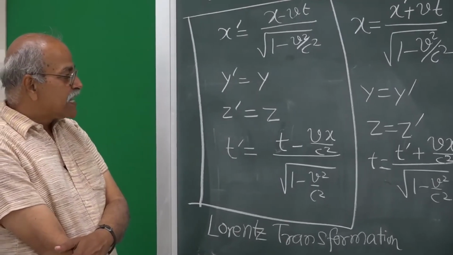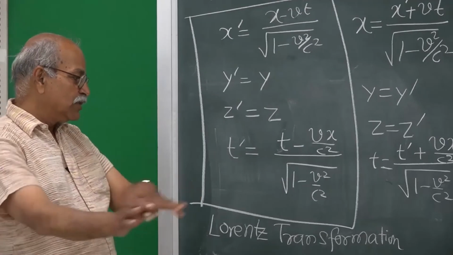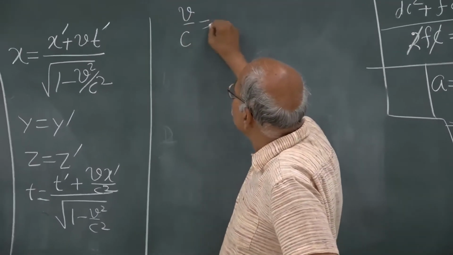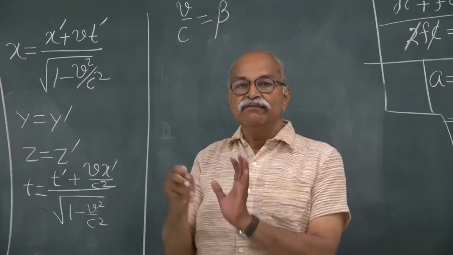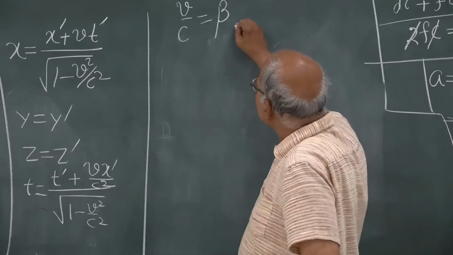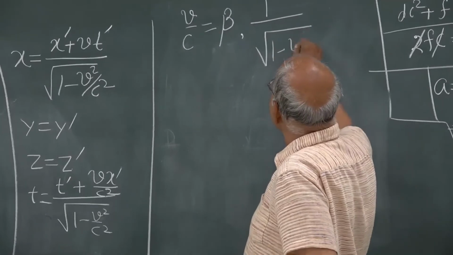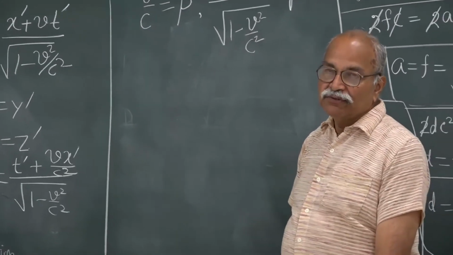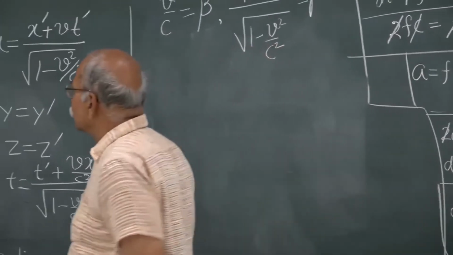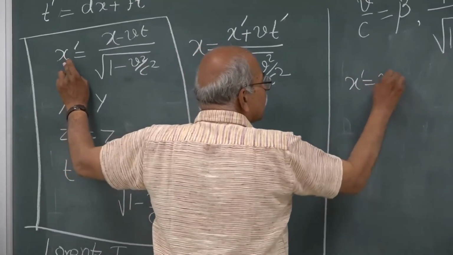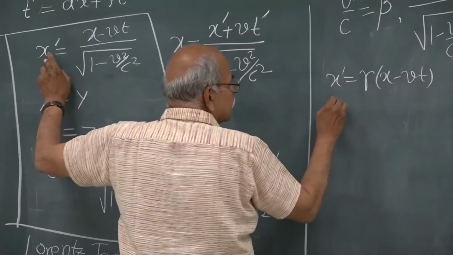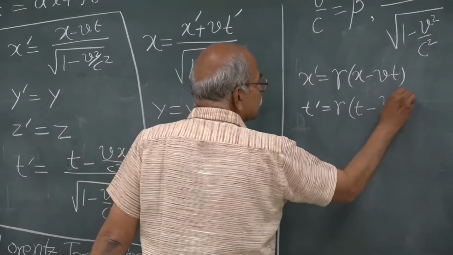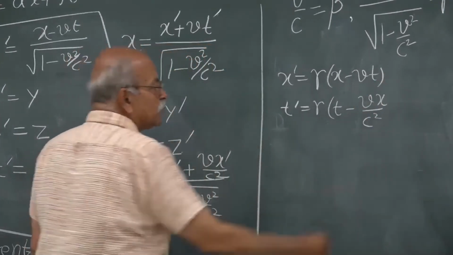Now, there are some symbols frequently used, two symbols I will introduce and I will also be using them often. One is this v by c, is written as beta. Many times v by c is written as beta, and 1 by square root of 1 minus v square by c square, this factor, this is written as gamma. So, these symbols we will also use frequently, and in terms of this you can write x prime is equal to gamma times x minus v t, and y prime is equal to y, z prime is equal to z, and t prime is equal to gamma times t minus v x by c square. So, these are the kind of symbols people often use.